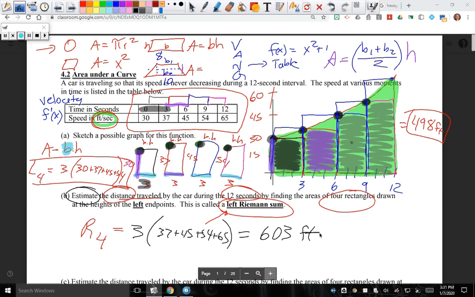You with me? All right, so here we go. Midpoint and trapezoidal. One of these is the average of these two answers. So if I take 498, please do this for me in your calculator, 498 plus 603, and divide that by 2, what do I get? 550?